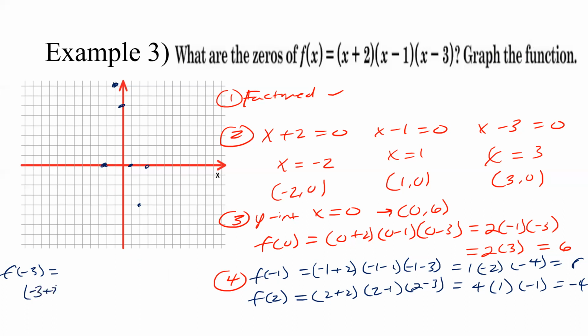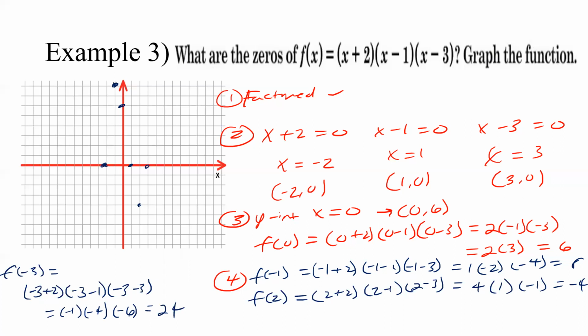So negative 3 plus 2, negative 3 minus 1, negative 3 minus 3. That's going to give me negative 1, negative 4, negative 6, and that gives me 24. So it's a little off, but here we're going.